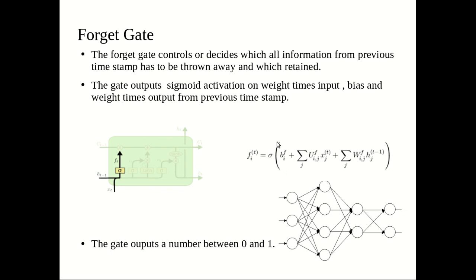And then a sigmoid activation is applied on the output of this transformation. So now this will output a value between 0 and 1. So this is the forget gate.